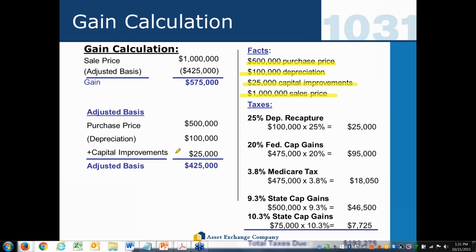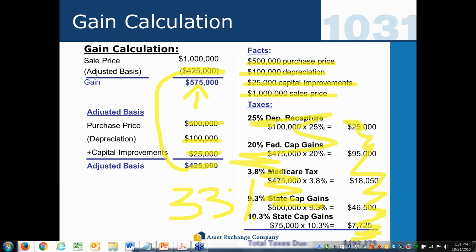So let's take a look here. First thing we're going to do, figure out our basis. Again, purchase price minus depreciation plus my new roof gives me my basis. I use my basis to figure out that I have a $575,000 gain. I let my CPA crunch all the numbers over here, and it looks like about 33%, or 1/3, of my gain goes to pay all these very ugly taxes.